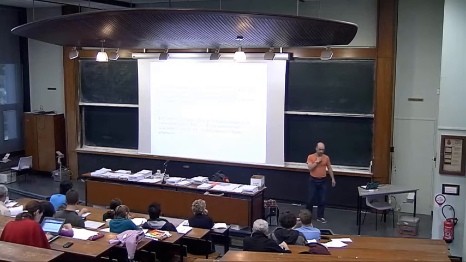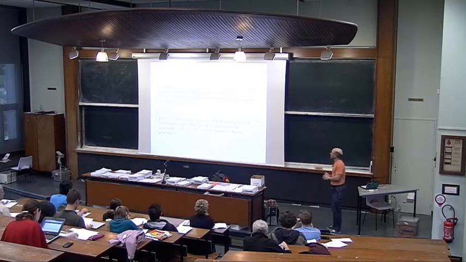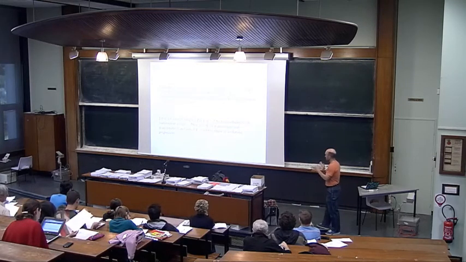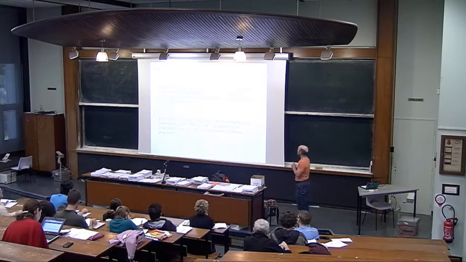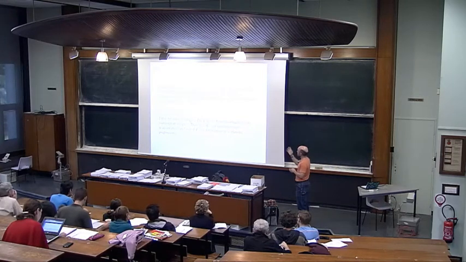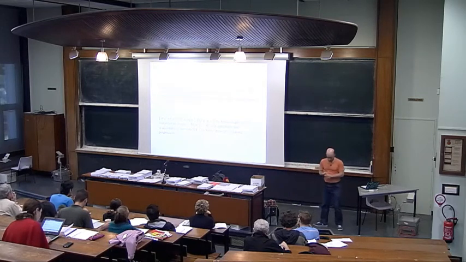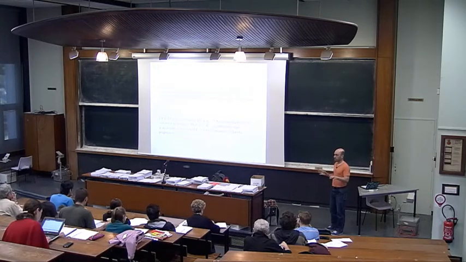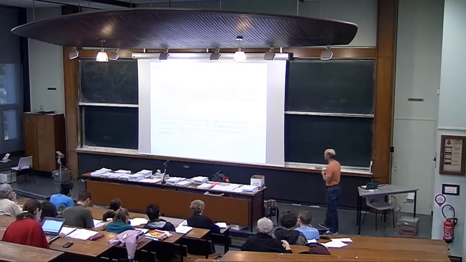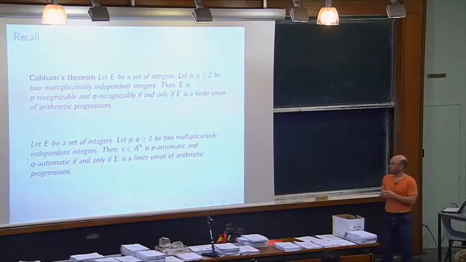Remember, I choose two bases, P and Q, integer bases, classical bases of numeration, and these two numbers are multiplicatively independent. Then a set of integers E will be recognizable in the two bases P and Q if and only if it is a finite union of arithmetic progressions.